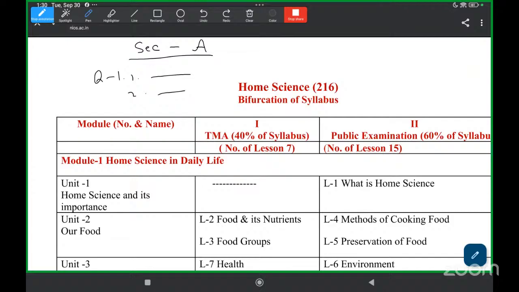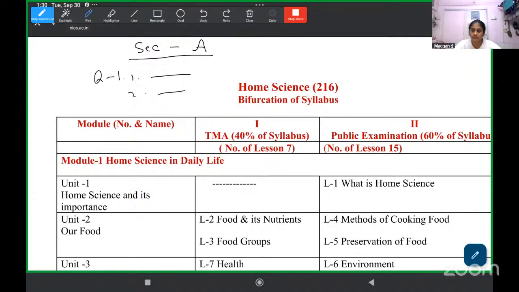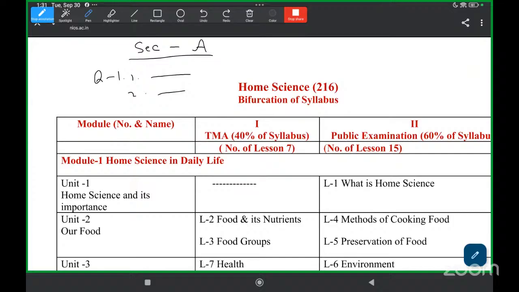Also, I'll have to confirm with sir if it is there in the NIOS board. It was there in my board, CBSE, that you are free to attempt any section first. Like in the English paper, the lengthiest section is the writing section, not the grammar, not the literature, but the writing section where you have to write a story, a letter, everything. So we were allowed to attempt section C first.